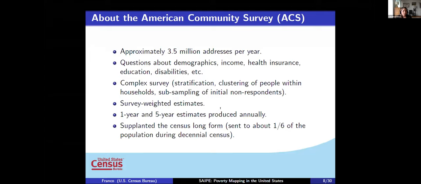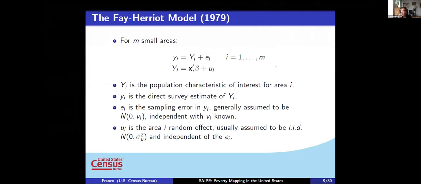And it produces survey-weighted estimates that are either based on 1 year of data collection or 5 years of data collection. And it supplanted the long form. The long form was a survey that was sent along with the decennial census to about 1/6 of the population. So the Fay-Herriot model was discussed already, but I'll tell you again so you can see my notation.